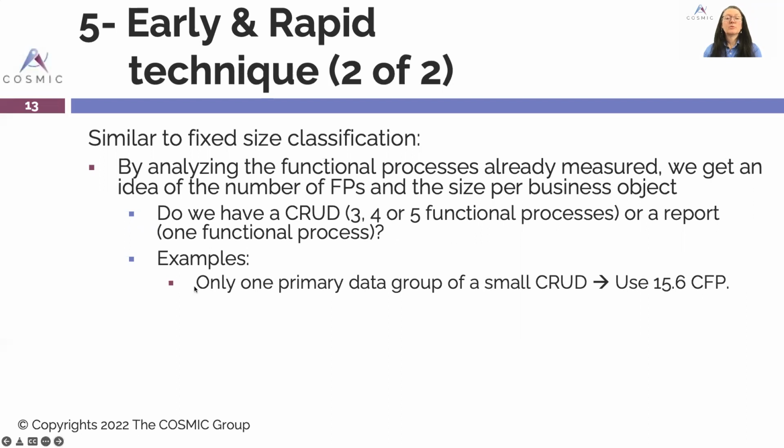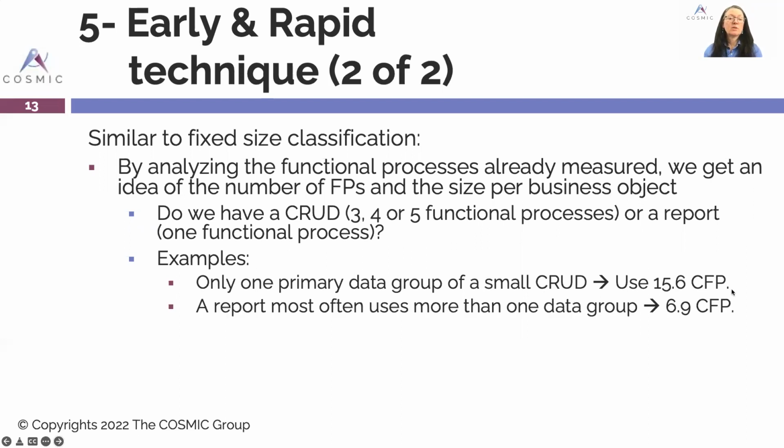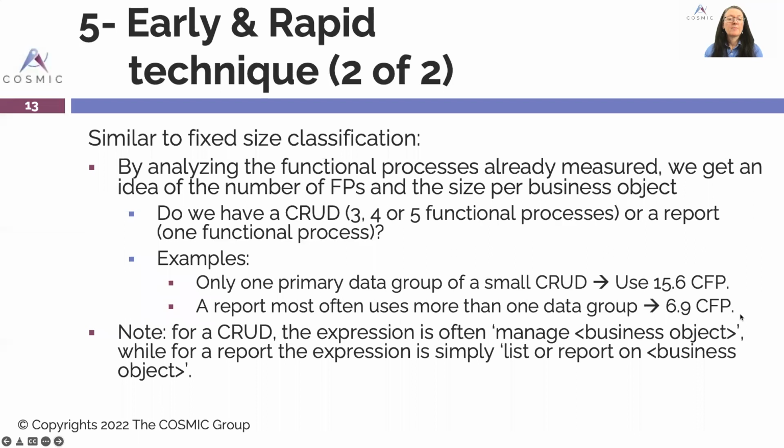Here are some examples. Suppose you have only one primary data group of a small CRUD, then let's go to the low part of the interval, and that's 15.6 COSMIC function points. Then you have a report that most often uses more than one data group, then that's 6.9 COSMIC function points. Take the average value. You have to note that for a CRUD, the expression is often "manage some business subject," like manage a customer, manage a product, manage employees, manage suppliers, etc.